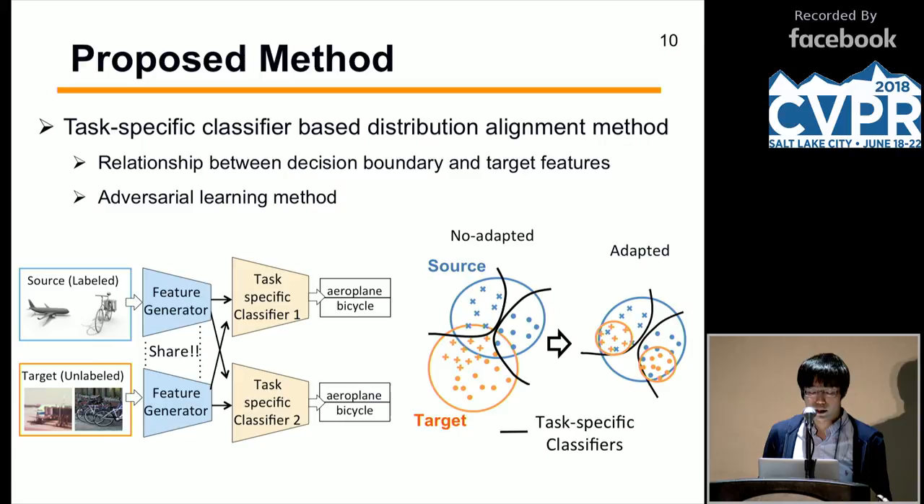And please note that our method consists of one feature generator network and two task-specific classifier networks. These modules are shared across domains, and using these networks, we aim to obtain discriminative features for the target domain. I'd like to introduce how we achieved adaptation in the following slides.